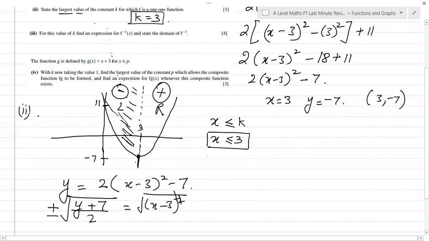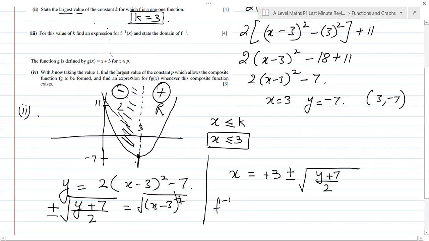Now you have to make x the subject. So x is equal to, the negative 3 goes on the other side. Instead of negative 3, you get positive 3 plus or minus the square root of (y + 7) over 2. So your final answer would be, we have to find f inverse.